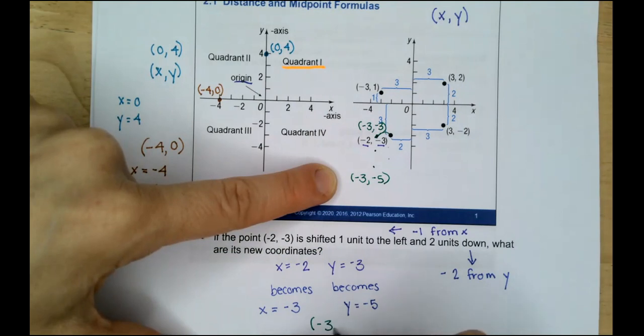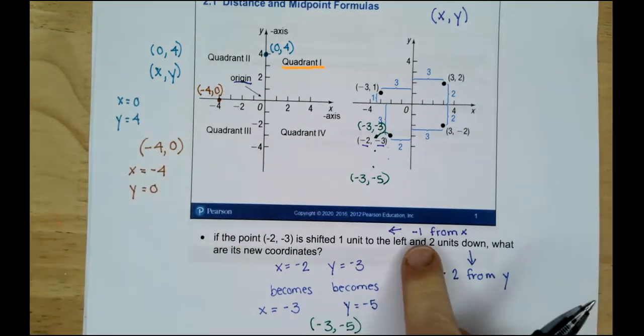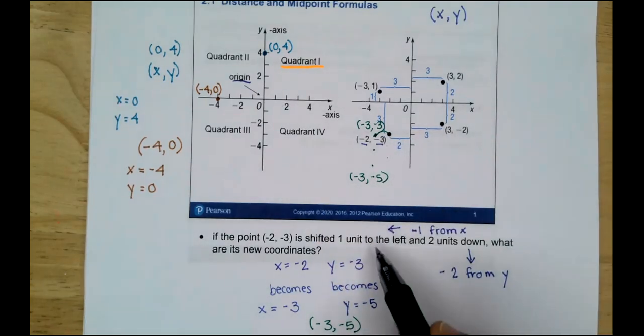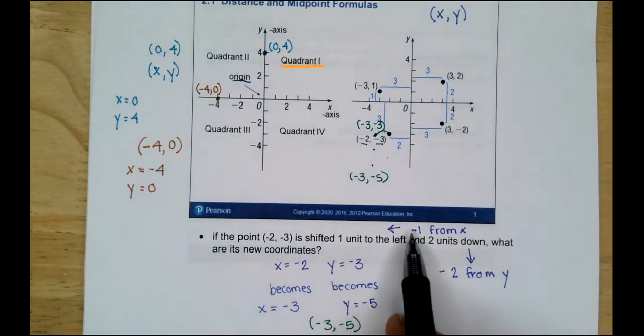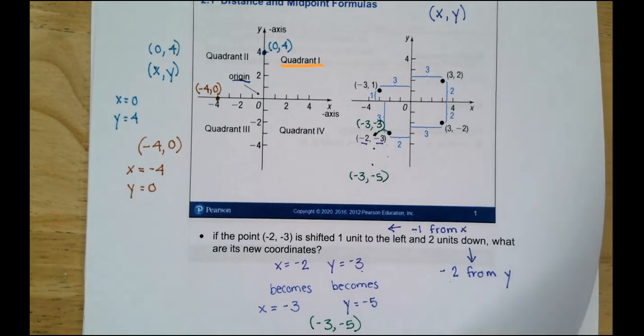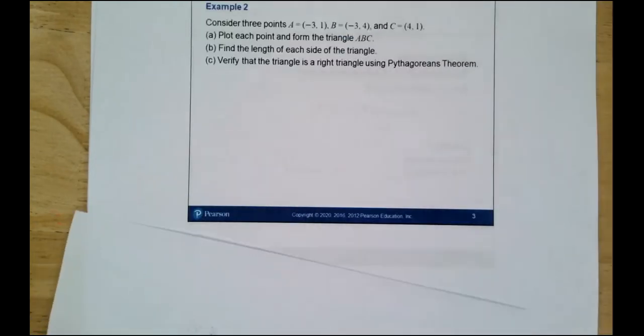point I got by subtracting or adding mathematically. So you can just count, or you can think, well, it's already -2, I'm going to subtract 1. It's already -3, I'm going to subtract 2, whichever you want to do. That is how you would translate a point and find its new coordinates.